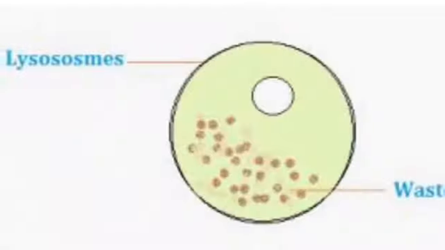Lysosomes. They're formed from the Golgi apparatus, but their main job is to destroy unneeded materials like old cell parts, viruses, and bacteria. They're most abundant in white blood cells.